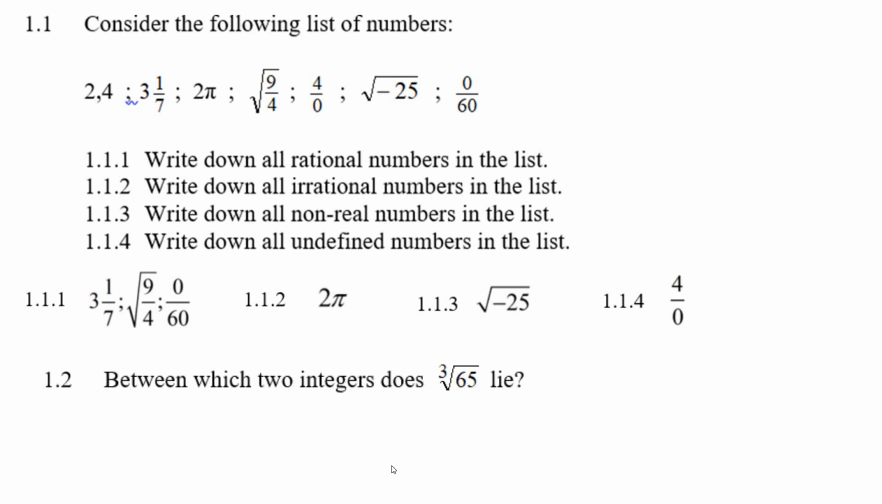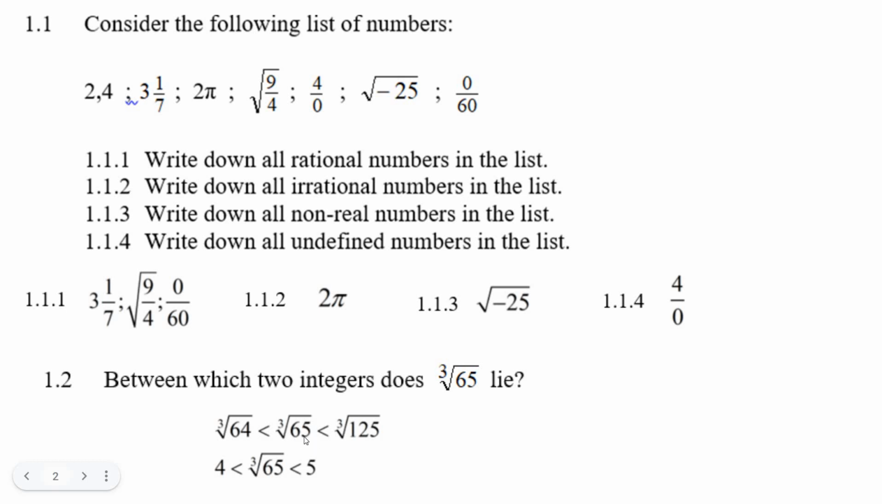Let's try the next question. Between which two integers does the cube root of 65 lie? Well, the cube root of 64 is 4, because 4 times 4 times 4 is 64. So it must lie between the cube root of 64 and the cube root of 125, since 5 cubed is 125. So the cube root of 65 is just a tiny bit bigger than the cube root of 64. I don't know what it is.